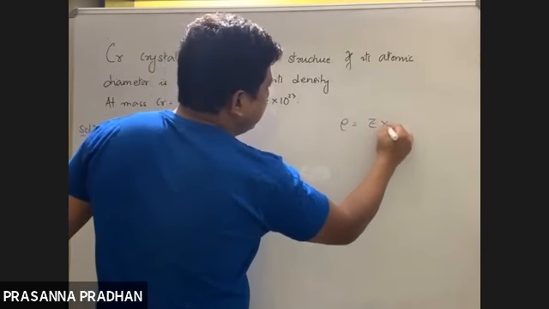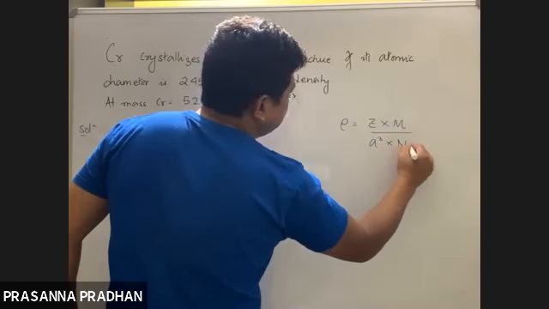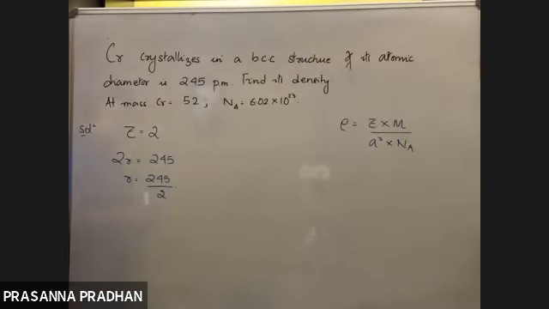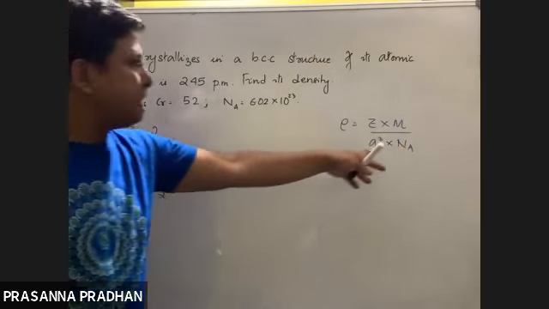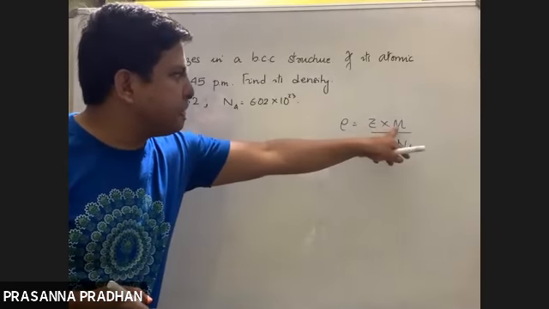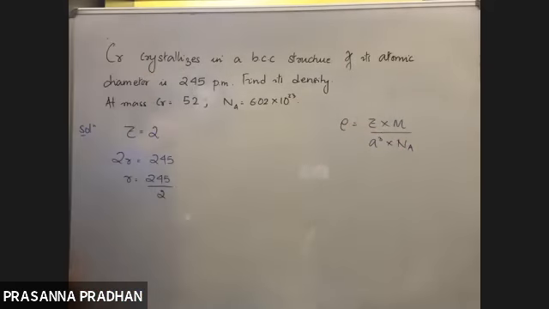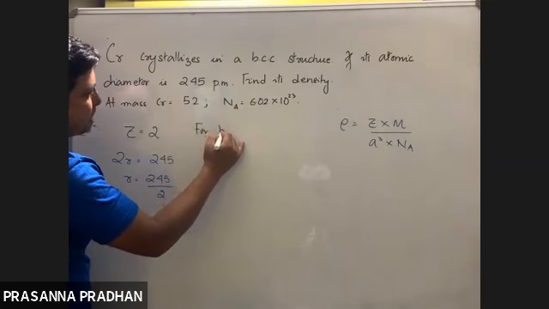Density is equal to Z into M divided by A cube into Na. I know the value of Z, I know the molar mass 52, Avogadro number is given, Z is also known. Here I have to find A. A is unknown. How will you find out the value of A? Rahul, for BCC, what do you know? What is the relationship between A and R?